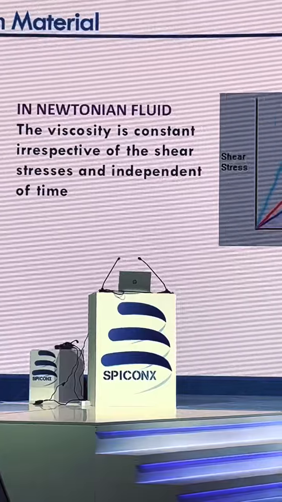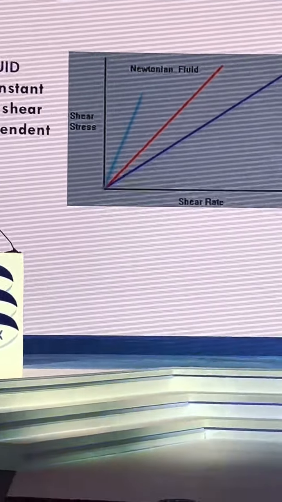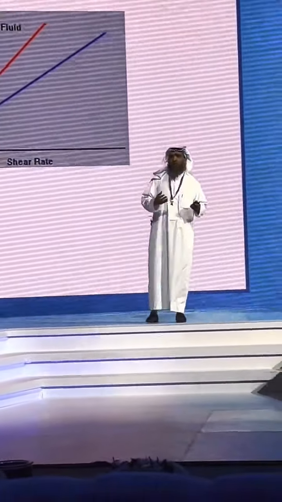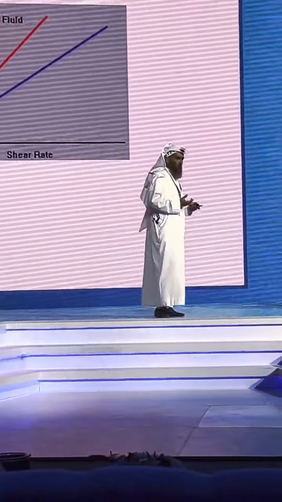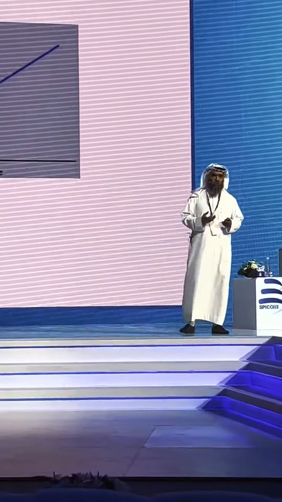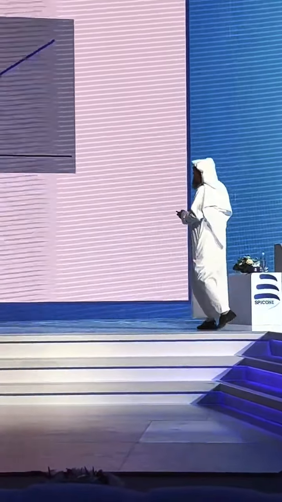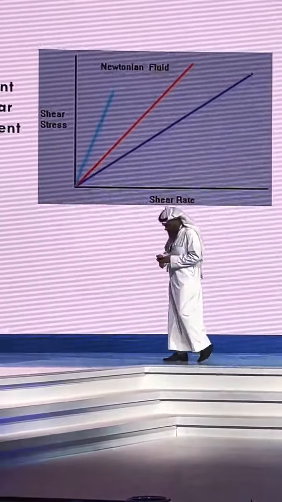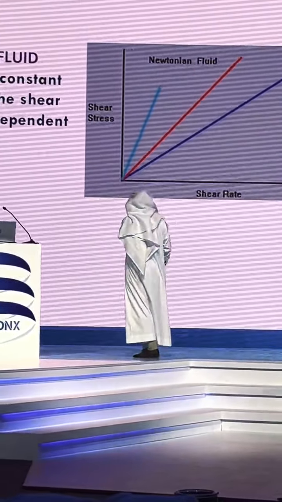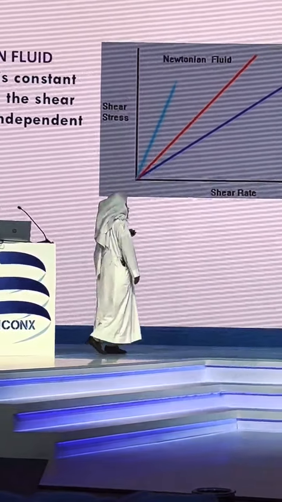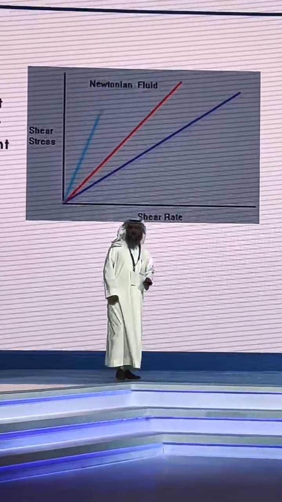viscoelastic material is also called non-Newtonian fluid. What is Newtonian? Newtonian is all these fluids that you see in front of you, like water, oil, honey. They obey Newton's law. That means the relation between shear rate and shear stress is constant. This slope is the viscosity of the material.